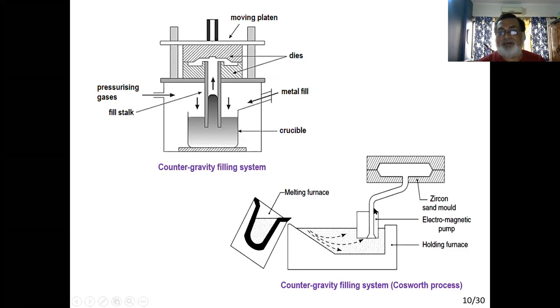So velocity is controlled. Liquid metal moves in a controlled way into the mold cavity. So again, there is no turbulence, and the casting will be of supreme quality. This is called the counter gravity filling system. Obviously, this is an expensive process. So if you need very good quality casting with defects minimized or even eliminated, you can use this type of casting. Obviously, these are not suitable for general purpose castings because of the expense.